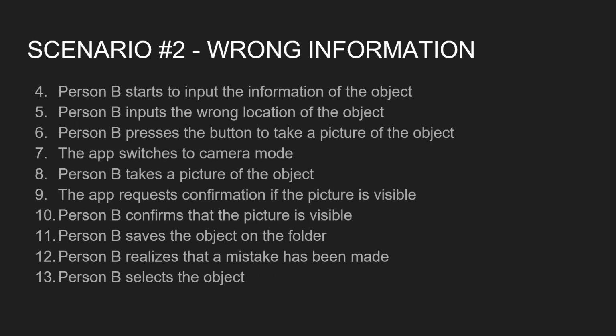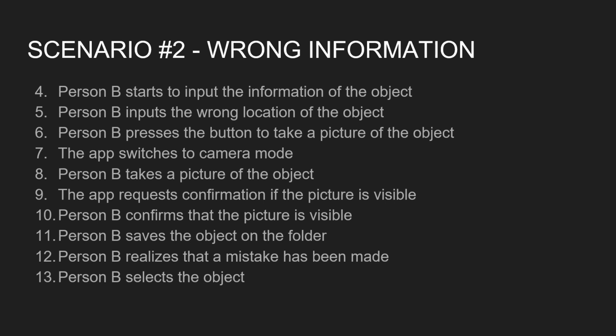The person starts to input the information of the object, but the person inputs the wrong location of the object. Then the person presses the button to take a picture of the object, and the app switches to the camera mode. The person takes a picture of the object, and the app requests confirmation if the picture is visible. The person confirms that the picture is visible and saves the object on the folder. But the person realizes that a mistake has been made.